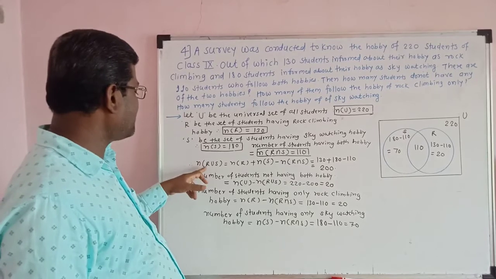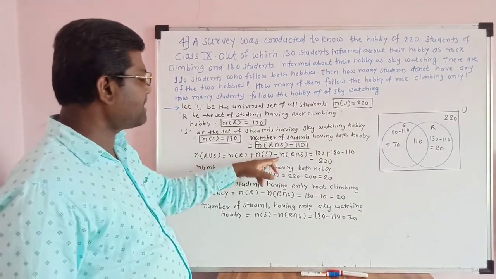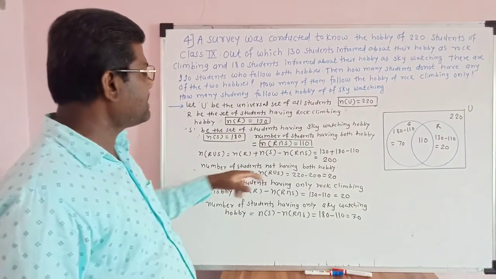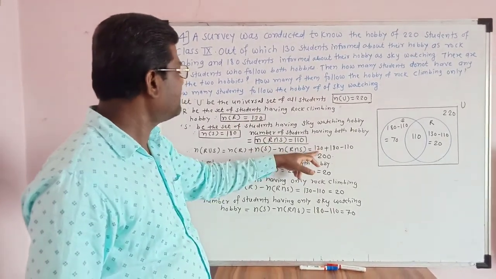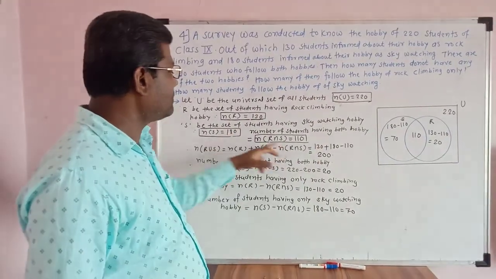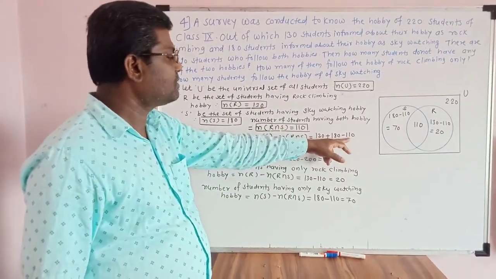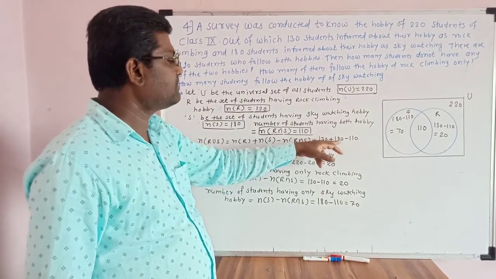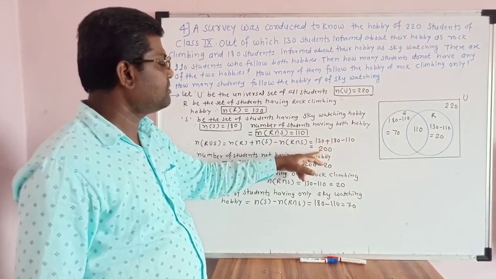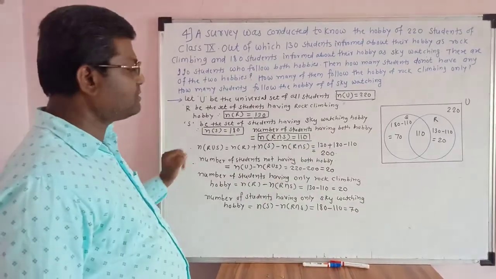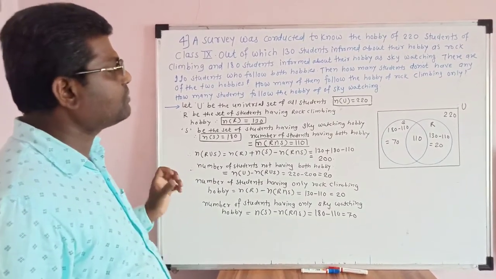Therefore the formula is n of R union S is equal to n of R plus n of S minus n of R intersection S. Therefore n of R is 130, n of S is 180, and n of R intersection S is 110. 130 plus 180 is 310, minus 110, it will be 200. So there are 200 students who have any one of the hobbies or both the hobbies.